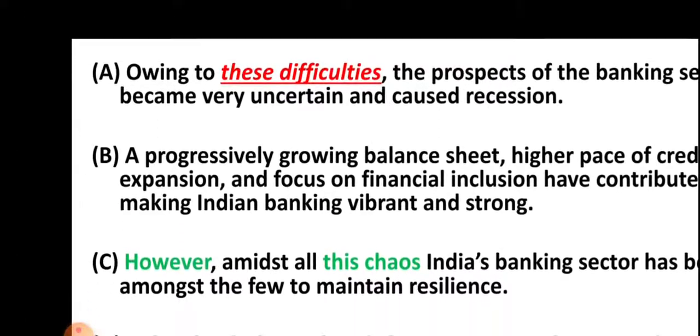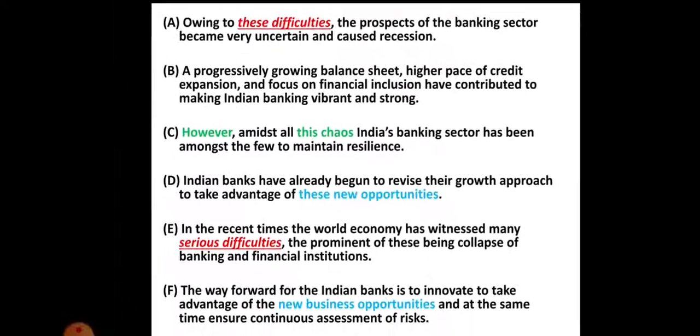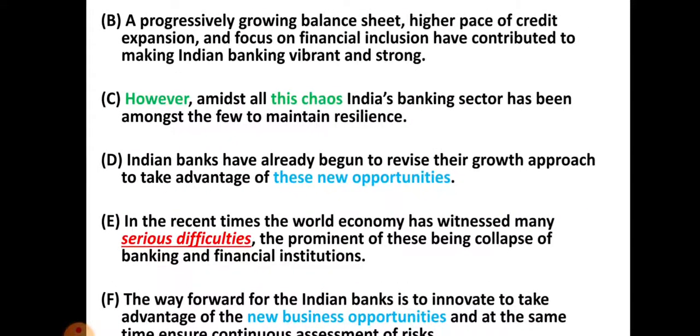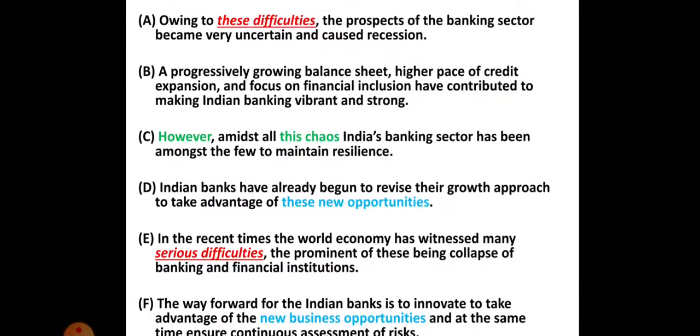In option A, there is a pronoun called these difficulties. So when I have a pronoun, I should concentrate on the noun, right? So the noun is introduced in option E. Look at option E, serious difficulties. So here I have introduced a noun called serious difficulties, and I have repeated the same idea, or I referred to serious difficulties again in A. That means E and A form a pair.